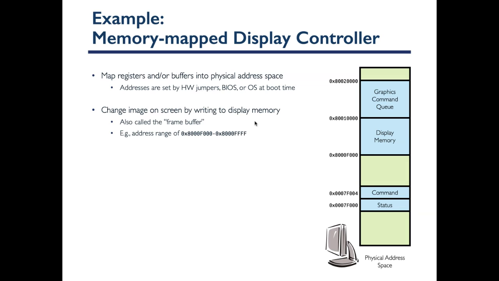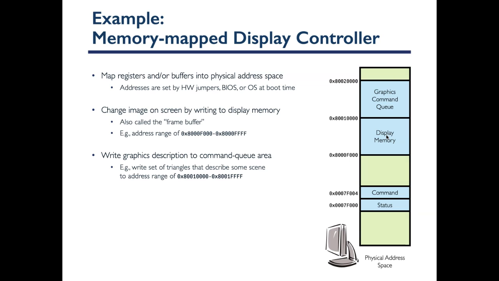Let's say that we want to change an image on the screen. What we could do is use the range that is specified here. So the display memory, basically whatever is in it from this address to this address, whatever we write to this, the display will read and display.